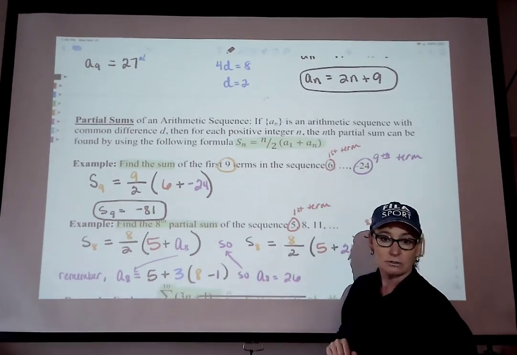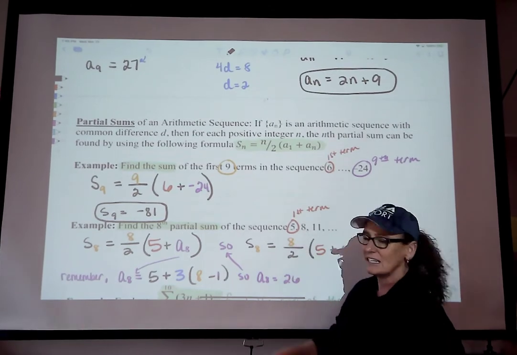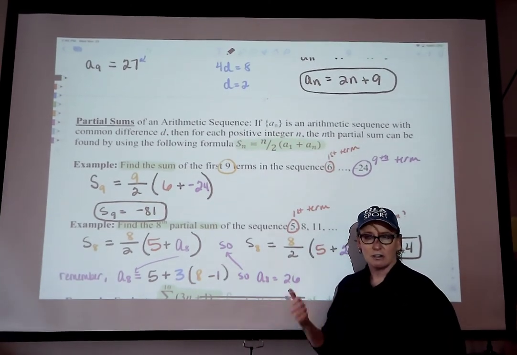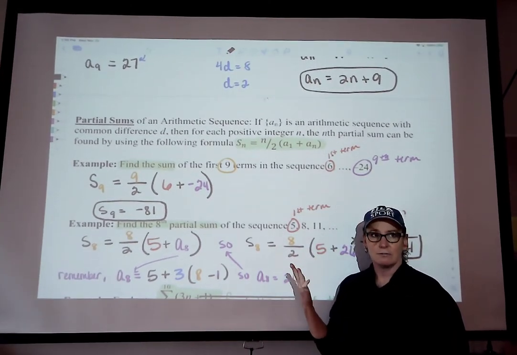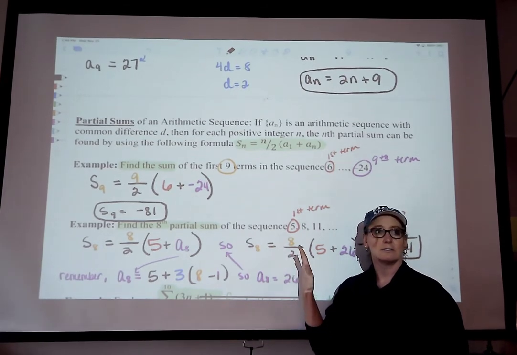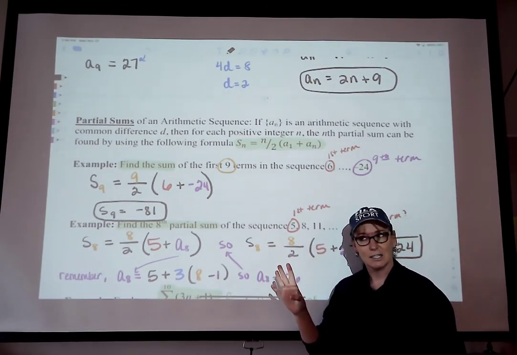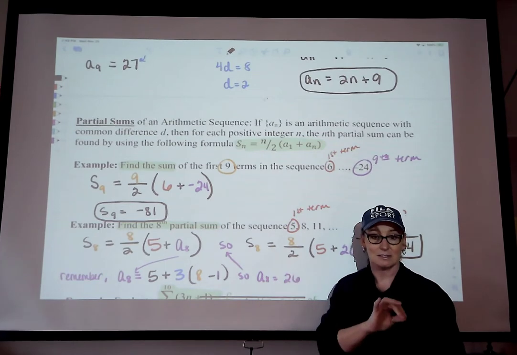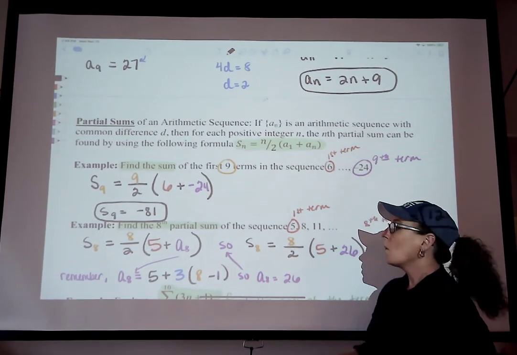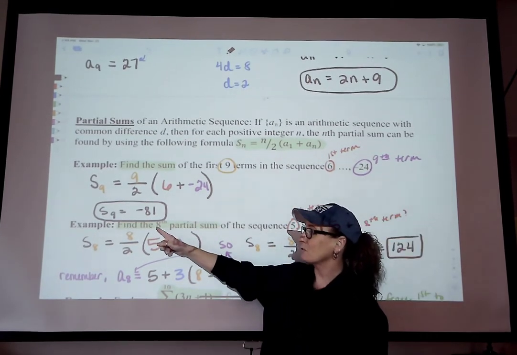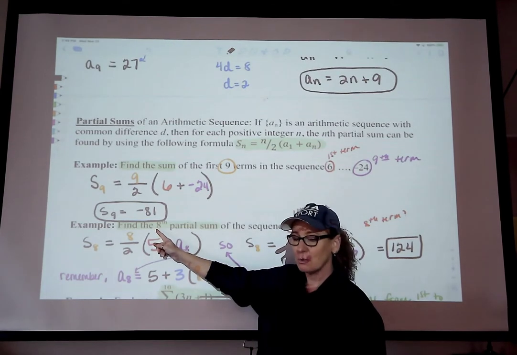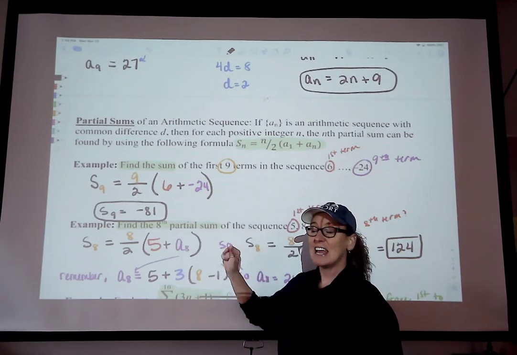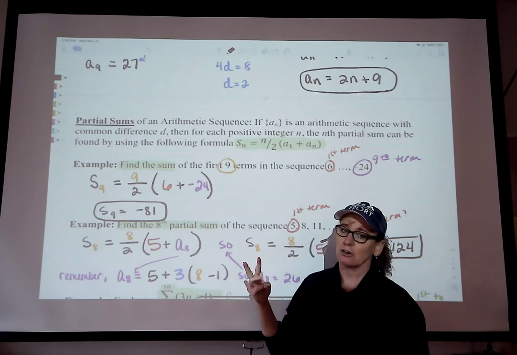You could count. Obviously, D is 3, right? So you go 5, 8, 11, 14, 17, 20, 23, 26. Sure, you could count. What if I asked for the 81st? What if I needed the 81st term? I don't think you're going to want to count that out.